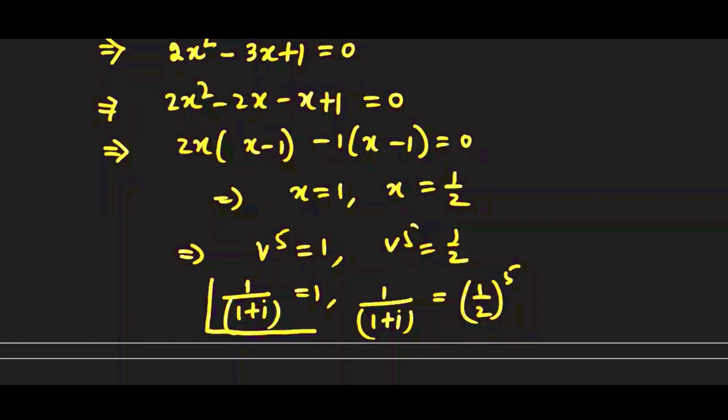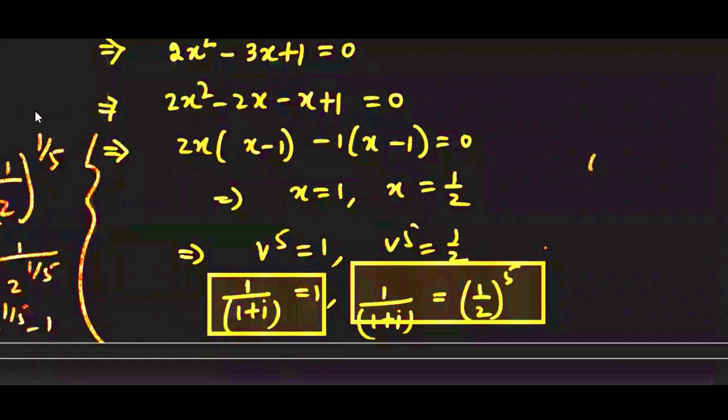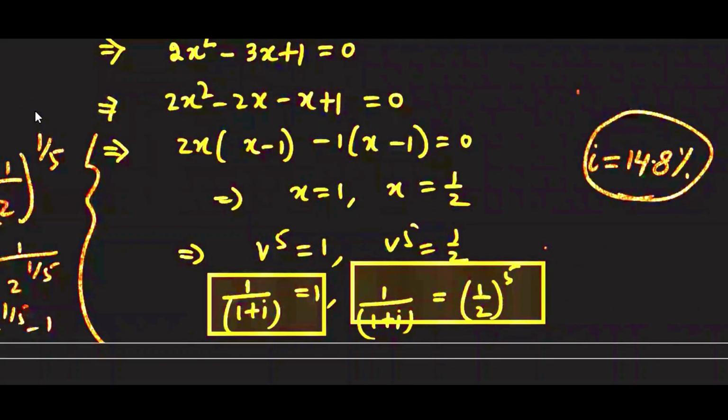So we don't want this one anyway. Let's solve the other one. So around 15%, that is our answer. So i is 14.8% approximately. This is the solution. The other one, if you see, i will be 0. We are not interested in a 0% interest rate here.